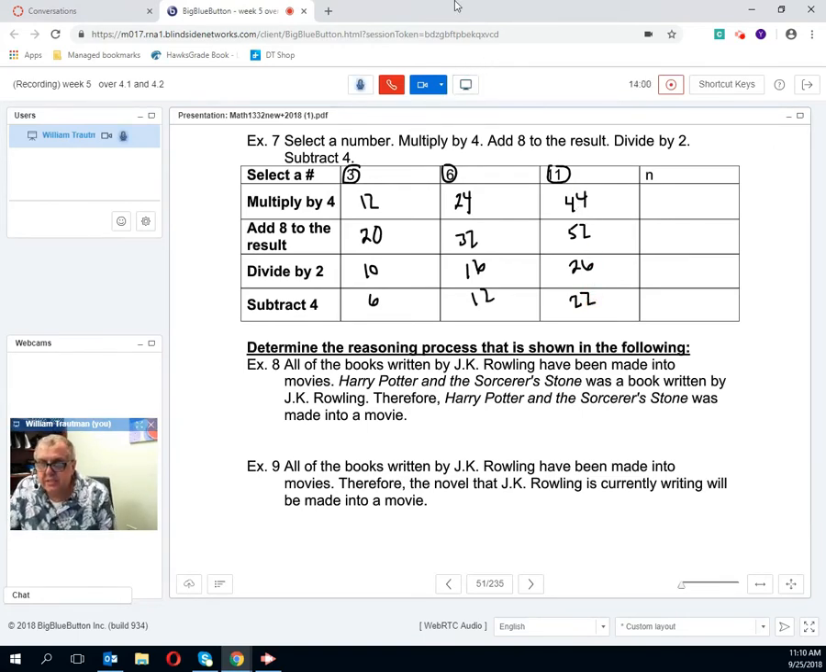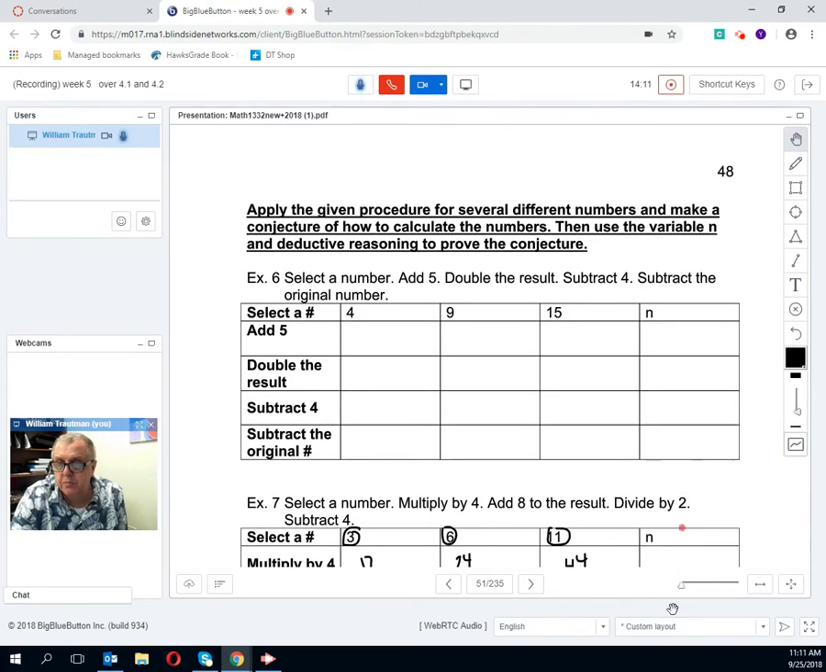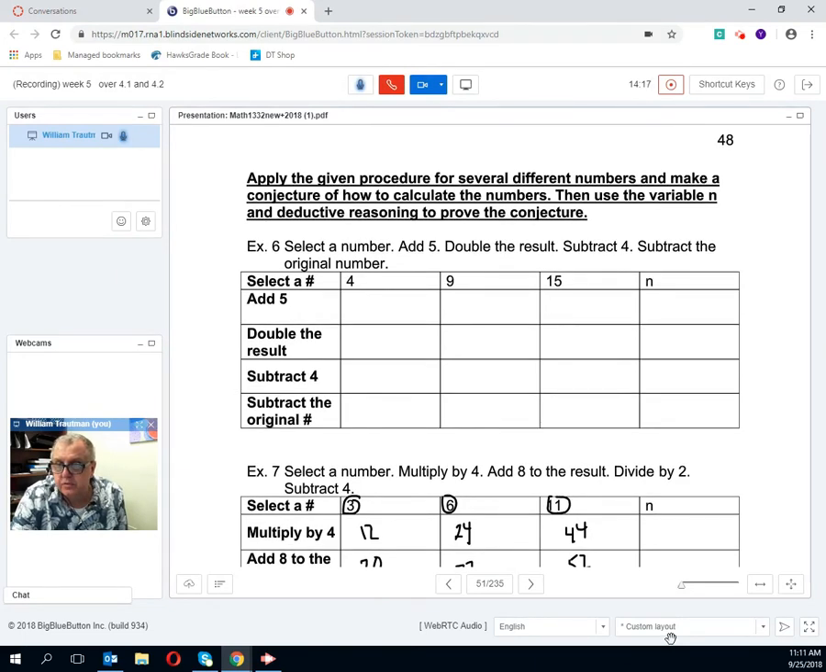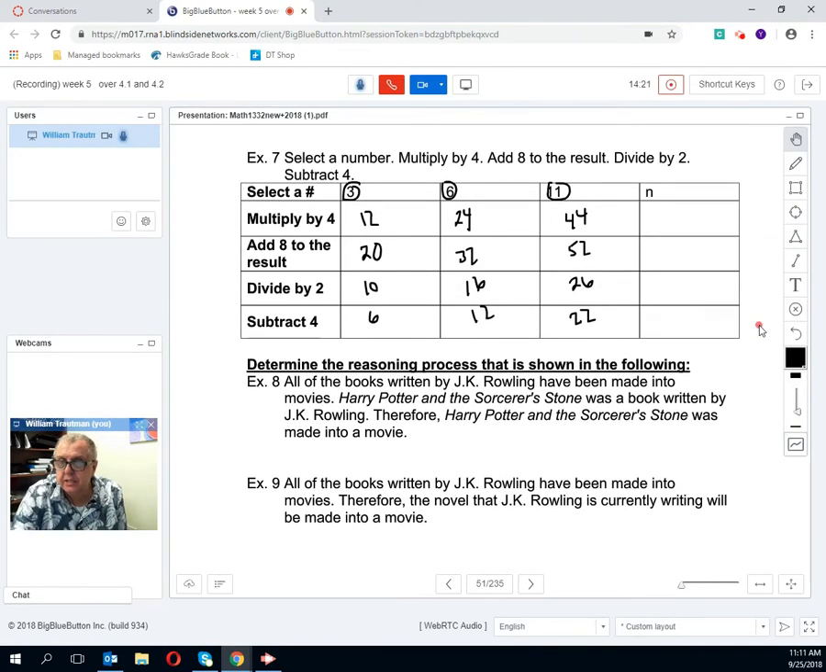Okay, so it says select a number, divide by 2. I'm not exactly sure what else it wants me to do. Is there anything else this thing wants me to do? Oh, I skipped ahead. Apply to given formula, then use the variable n and deductive reasoning to prove the conjecture. Oh, we're going to go to the n.